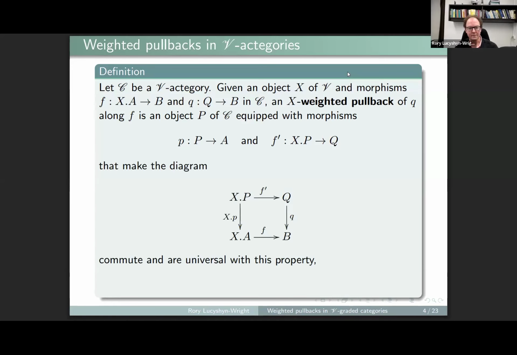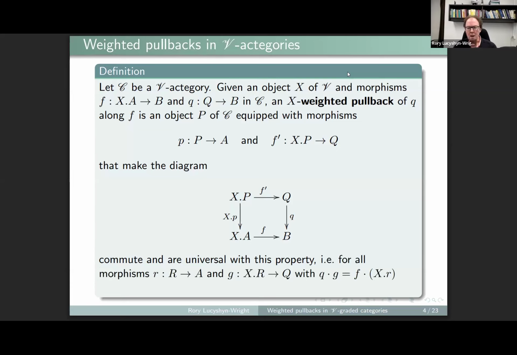These are required to make the following diagram commute. So we can take a look at the diagram. On the bottom and the right, we have the given morphisms. And as in a pullback, we're asking to turn this into a square. But you can see the form is a little bit different because we have this x dot on the left. We ask for this diagram to commute. And we also ask that the given morphisms P and F prime are universal with this property.